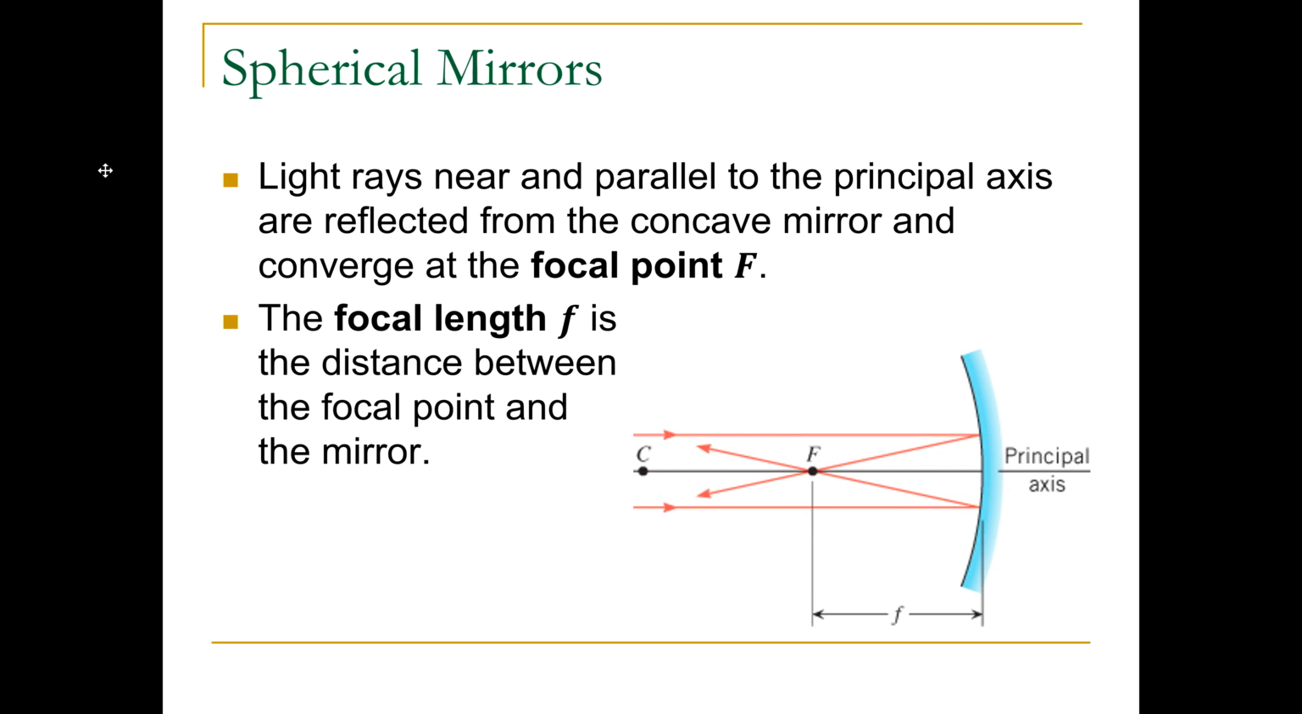So light rays coming in parallel to this principal axis, if they are near our principal axis, are going to reflect back through our focal point. Here the focal point is labeled as a capital F, and we're often going to look at a measurement called the focal length, which is from the mirror to that focal point, and focal length is usually written as a lowercase f.